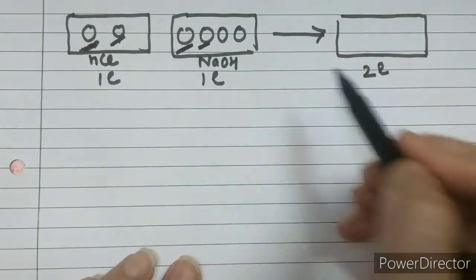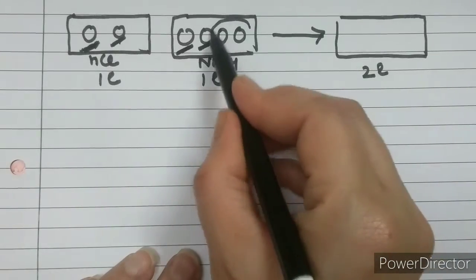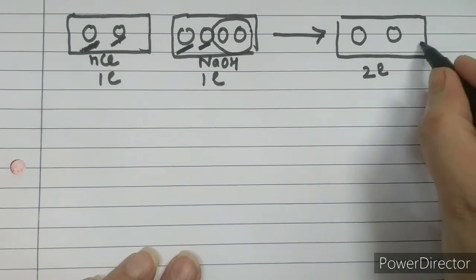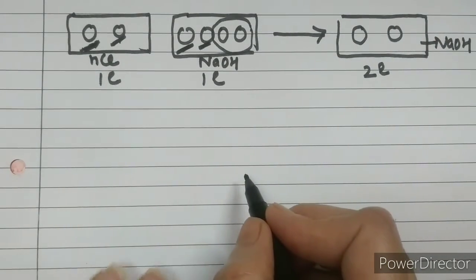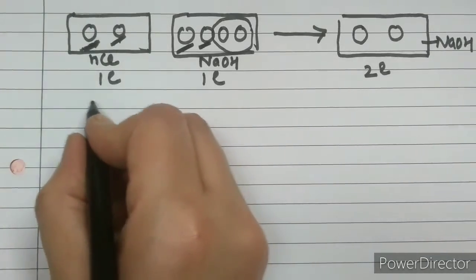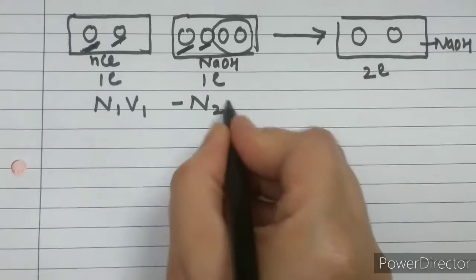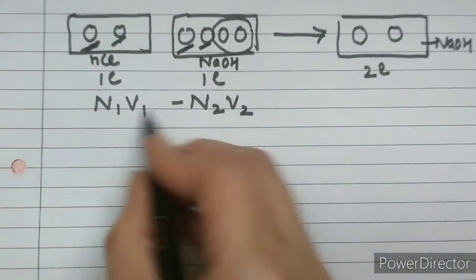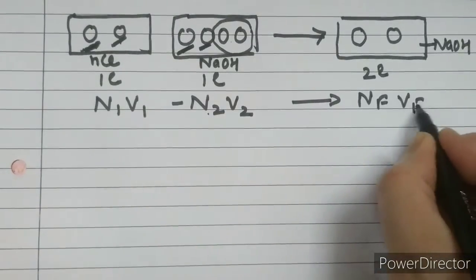The second mole will react with the second mole of HCl, neutralizing the solution. Now only whatever is in excess will be left behind in the solution. So in our solution, what is left? NaOH. That means the new formula of the equation is N1V1 minus N2V2, because 4 minus 2 is 2. So N1V1 minus N2V2 is equal to N final, V final.